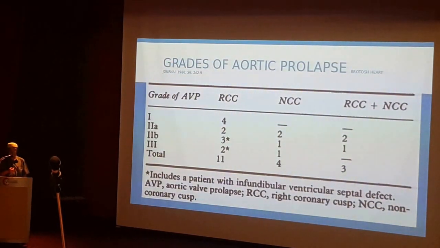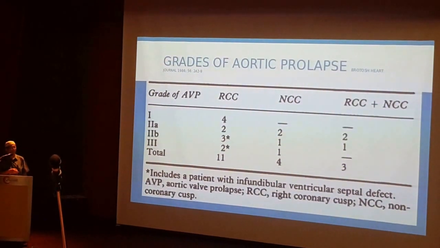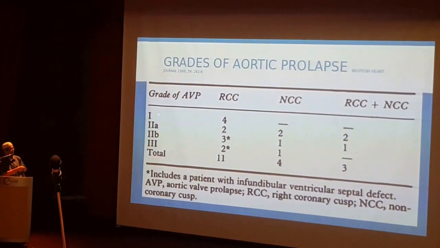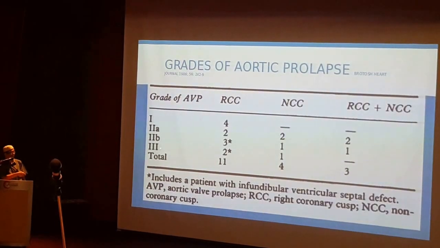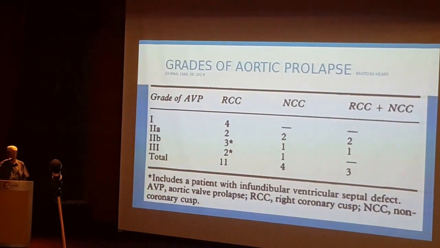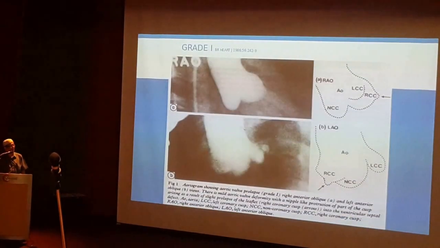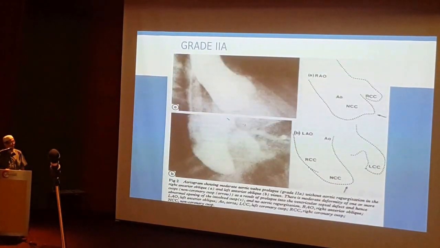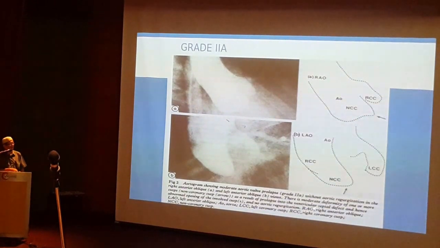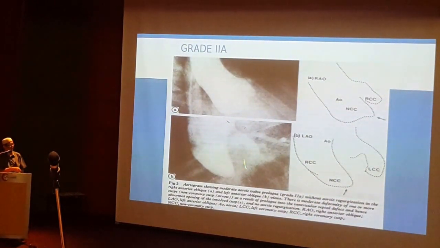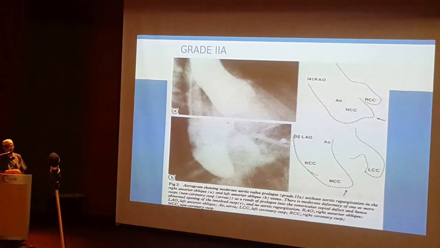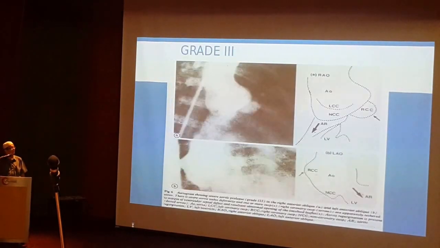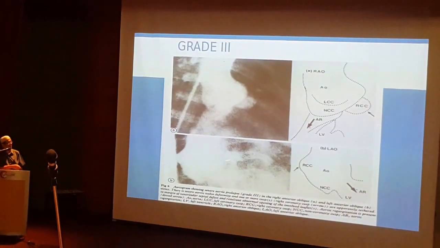Okay, so in terms of aortic valve prolapse, we classify them into three or four types: 1, 2A, 2B, and 3. I guess it's not that important, so we'll rush through this region. But 1 means it's mild, 2 more severe, and then obviously 3 is very severe, like in this example with moderate aortic regurgitation. Sorry, like this one.